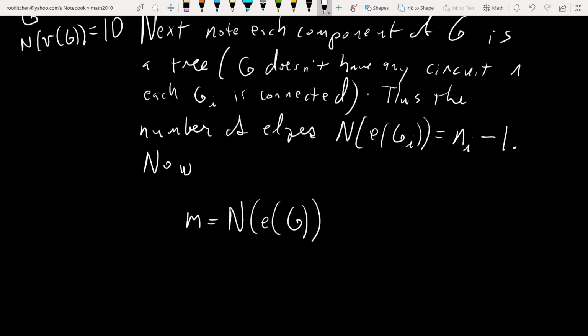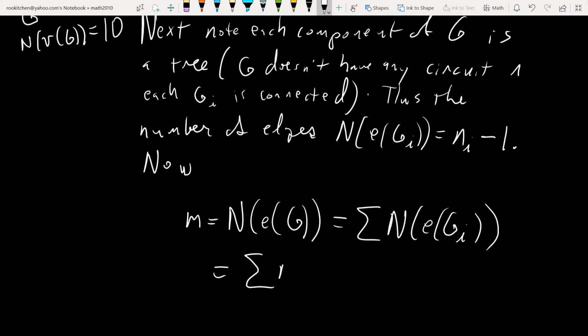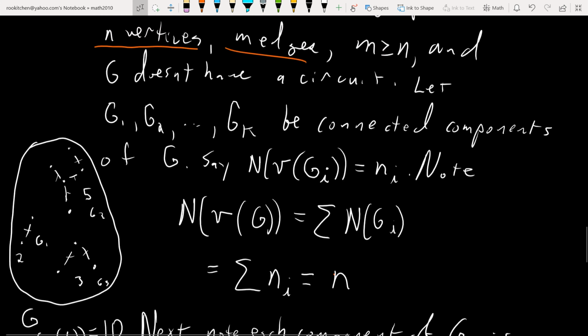And to get the number of edges on G, all we have to do is sum up the number of edges on each of the little subgraphs, the G sub i's. And we know how many edges are on each G sub i. That's just n sub i minus 1. And we're summing this up over each component, so it's going from 1 to k. If you look back, there were k components. If you look there in green, there's k of them.